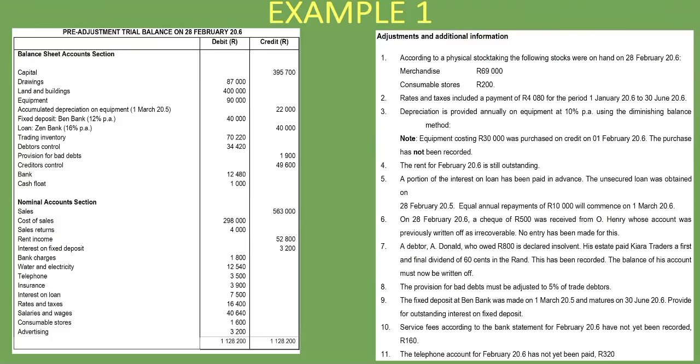Number 6, we are told that on the 28th of February 2016, a check of 500 Rand was received from O. Henry, whose account was previously written off as irrecoverable. No entry has been made for this. So if we have recovered a debt which was previously written off as irrecoverable, we are going to debit bank because we are receiving the money, and we are going to credit what is called bad debt recovered, which is an income account. And remember, we put income on the credit side when it's increasing. So we debit bank because money came into our account, and we credit bad debt recovered.